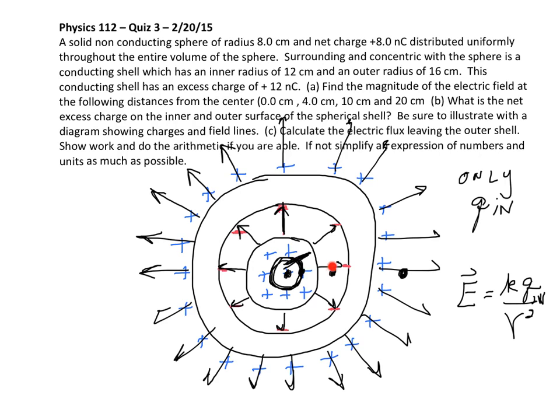Now when we get out here, the charge inside is the 8. And when we get out here, at this point, the charge inside the sphere that goes through that point is 20 charges. So that's how we calculate the field using this equation. Let's go to the next page.